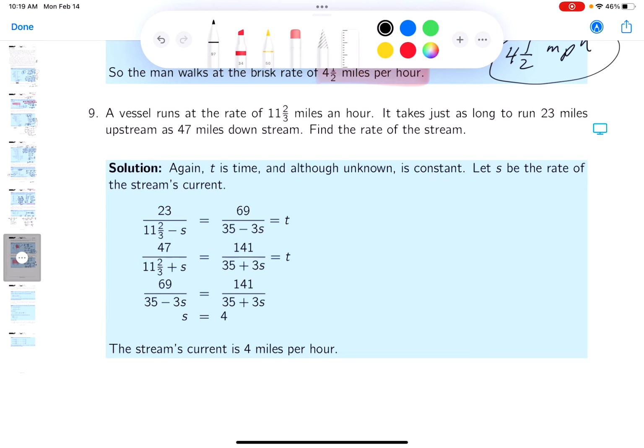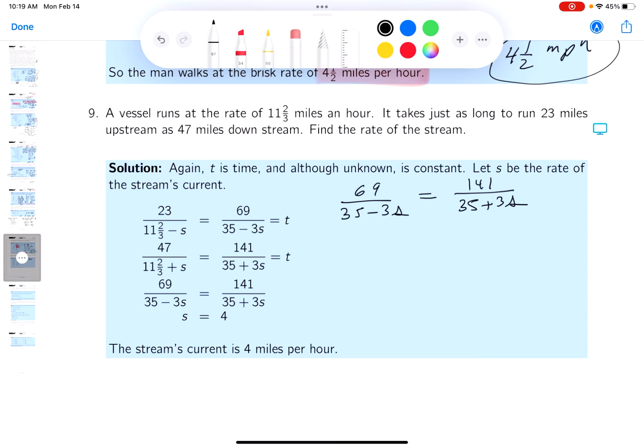So the t's are equal. So what do I have? I have 69 over 35 minus 3s equals 141 over 35 plus 3s. Now, by the way, I'm always looking to make things easier for me. And the first thing I want to do is divide through by 3. Now, someone says, why do you want to do that? Just to make the numbers simpler for me.